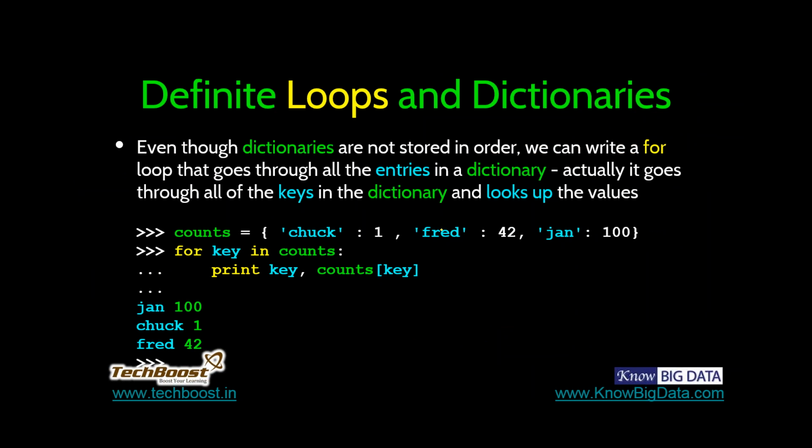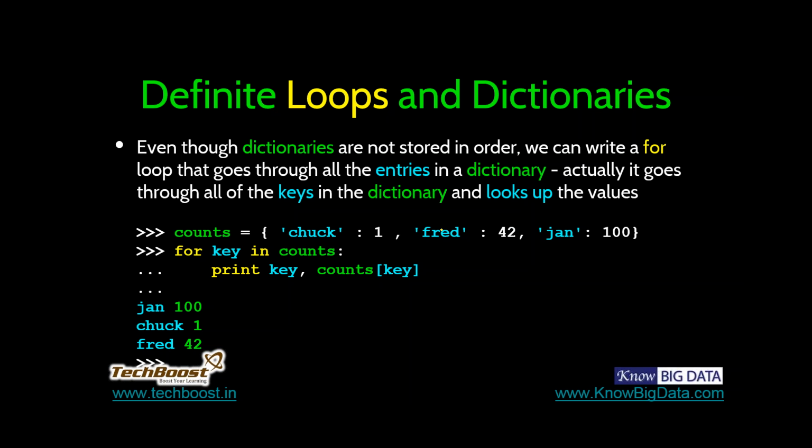Okay, so let's try to see how we loop in dictionaries. Even though dictionaries are not stored in order, as we discussed, dictionaries are unordered collections, we can write a for loop that goes through all the entries in a given dictionary.